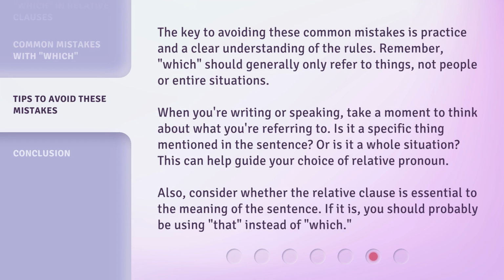The key to avoiding these common mistakes is practice and a clear understanding of the rules. Remember, which should generally only refer to things, not people or entire situations. When you're writing or speaking, take a moment to think about what you're referring to. Is it a specific thing mentioned in the sentence? Or is it a whole situation? This can help guide your choice of relative pronoun.